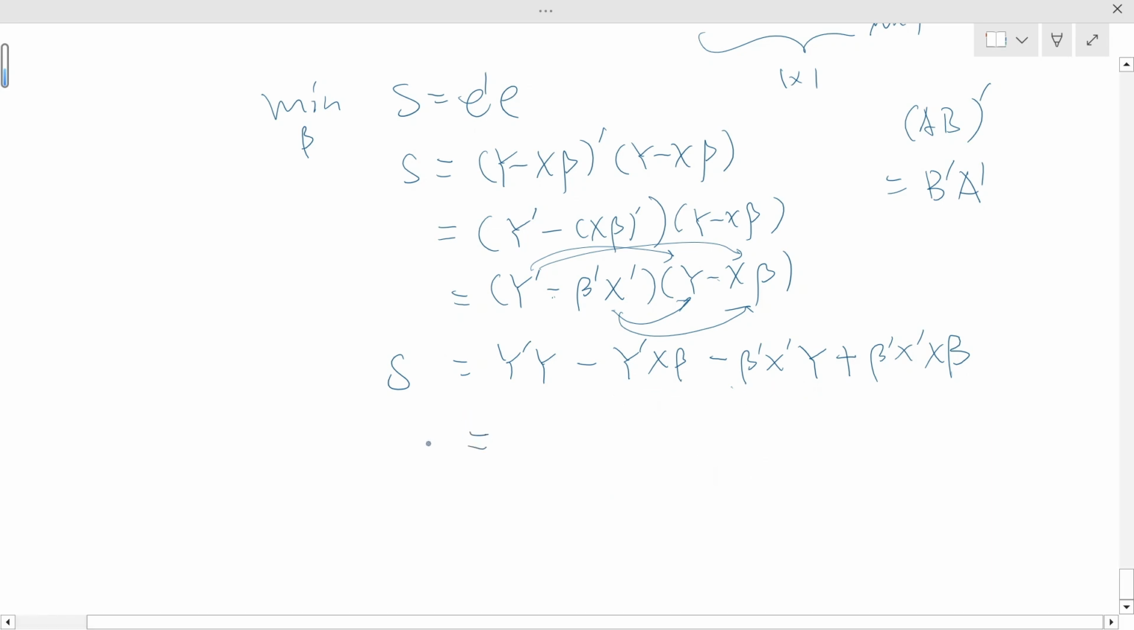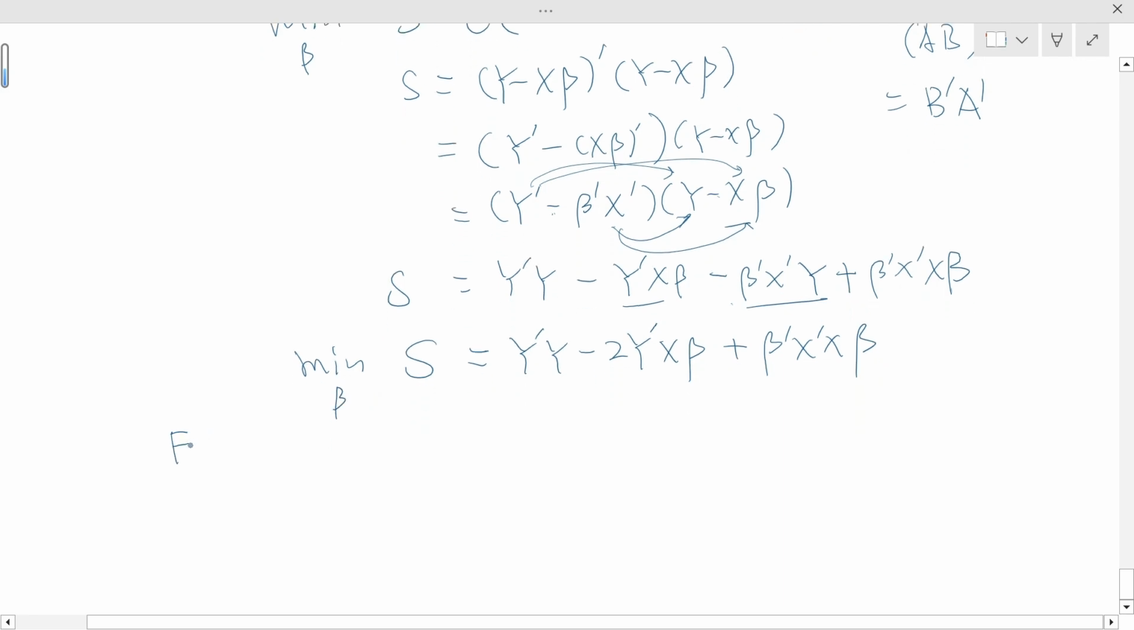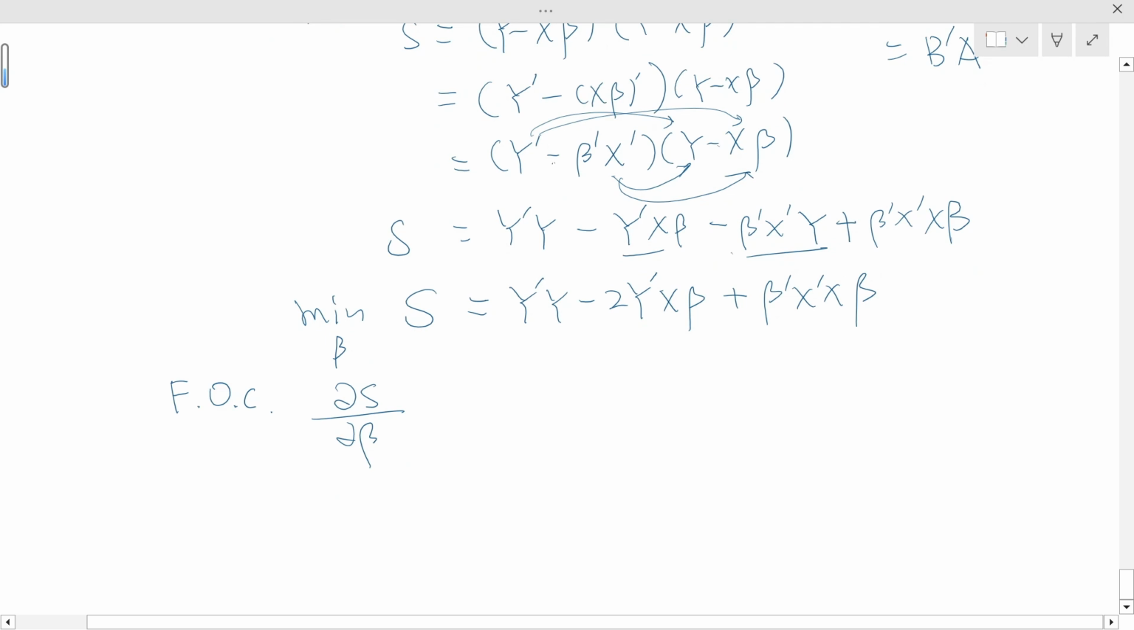So our objective function is y prime y minus 2 y prime x beta, so this is the same, plus beta prime x prime x beta. So we want to minimize this sum of square error by choosing beta. So first order condition, partial s, partial beta. And note that s is a scalar, but beta is a k by 1 vector.